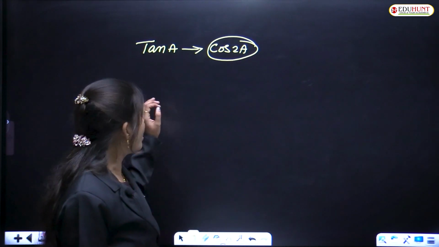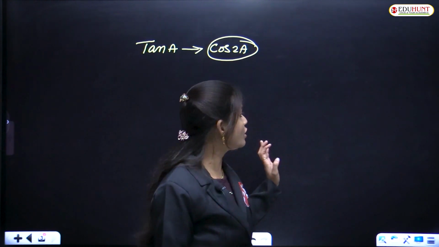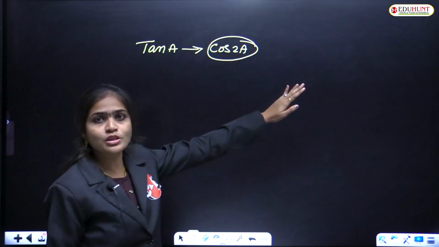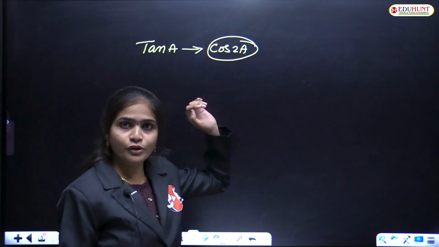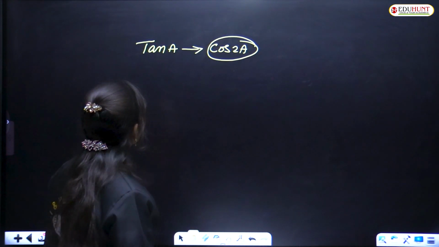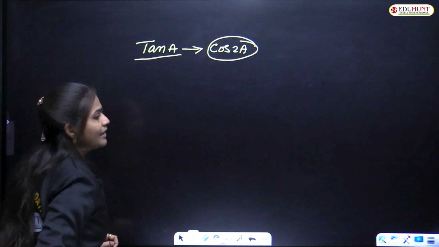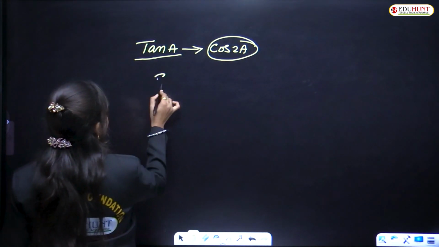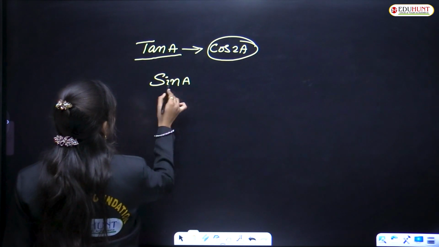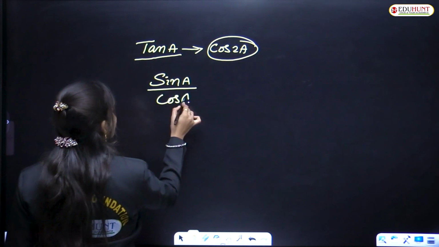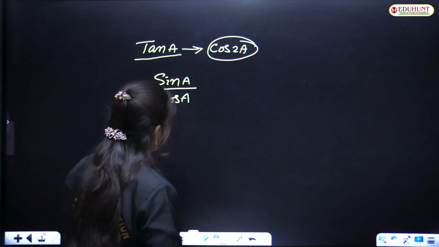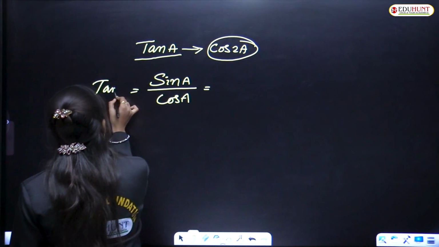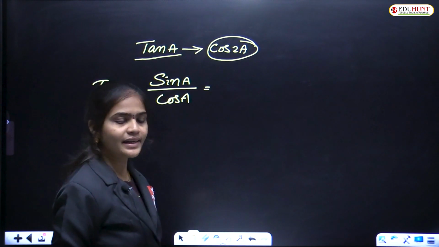Tan a formula in terms of cos 2a. But here, the cos 2a formula is not directly in terms of tan. Okay, if you don't know that formula, then I will tell you another way. Tan a, how can we write that? We can write tan a as sin a by cos a. So tan a we can write as sin a by cos a.